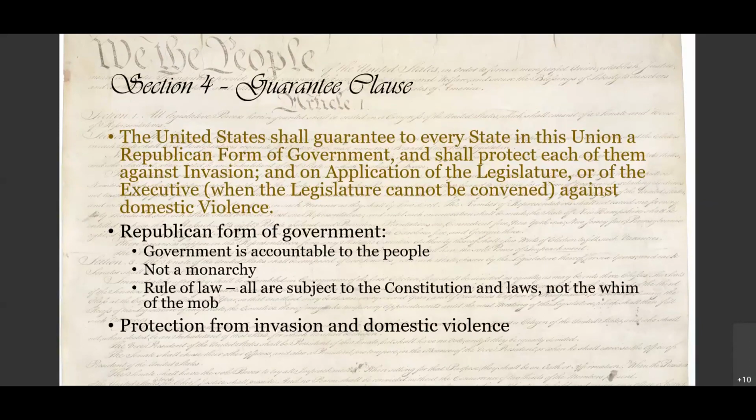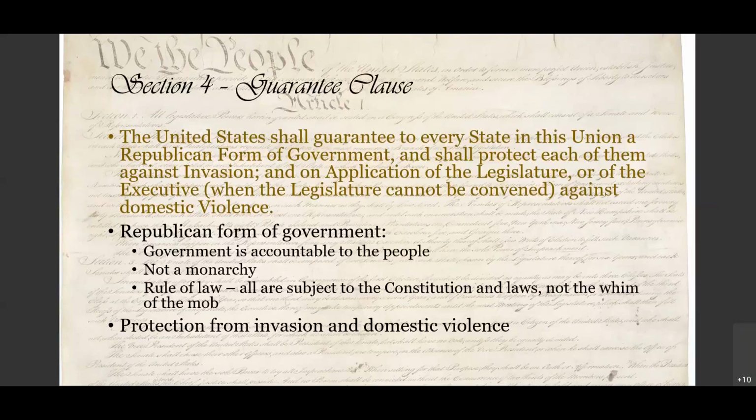a pure democracy where 51% of the people can vote and say, we're going to take all the property of the 49%. In a pure democracy, there's nothing to stop that, but we are a constitutional republic, so we have laws that protect not only the majority, but also the minority. That's the important difference between a republic and a democracy: even the minority is protected by our Constitution and laws. And it protects from invasion and domestic violence.